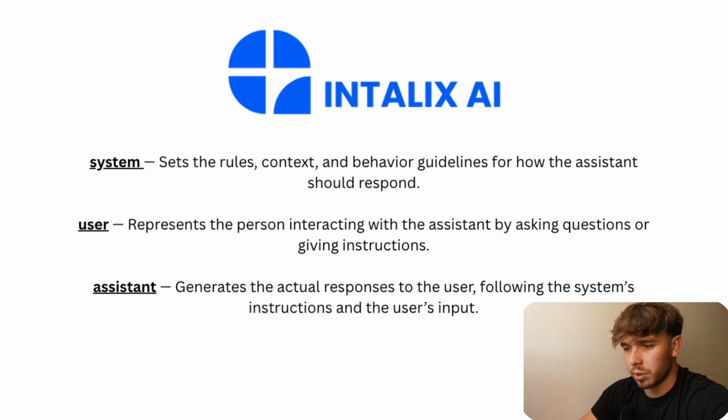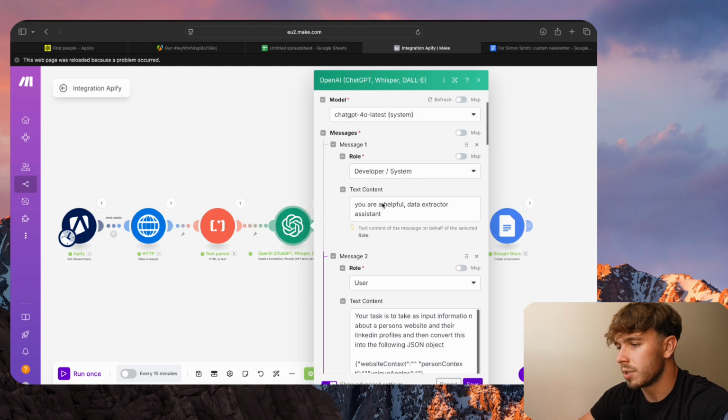Then you've got the user role, which represents the input provided by the human user, so you can ask questions or prompts, for example. And then also the assistant role, which represents the AI's response to the user's input, based on the system instructions and user input. That's where you could possibly give it an example or some questions. So then let's have a look at what we've used here.